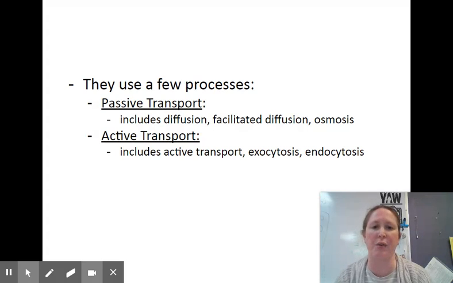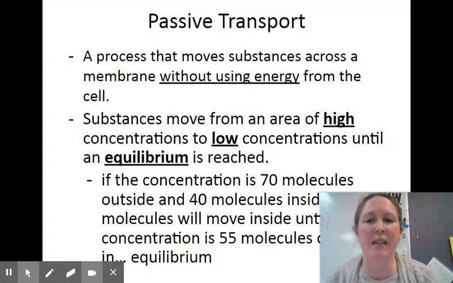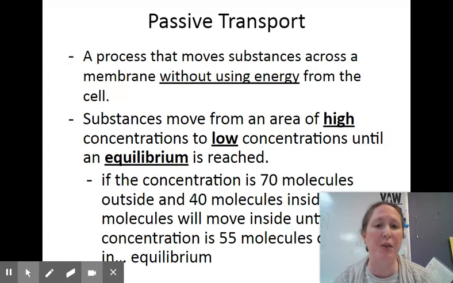Diffusion and facilitated diffusion are where things can move across a membrane without needing extra energy. They just kind of do it on their own. Those are the three we're going to focus on this week: diffusion, facilitated diffusion, and osmosis. Then active transport is where you have to use a lot of energy. You've got to bribe those proteins in the cell membrane to let things in and out, because it needs energy to get them to come in and out.